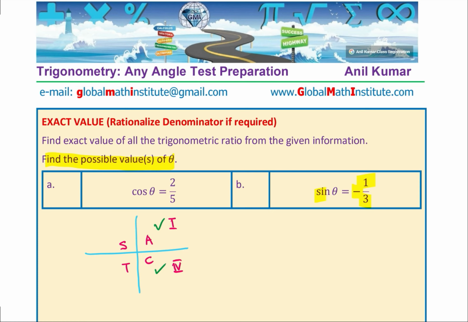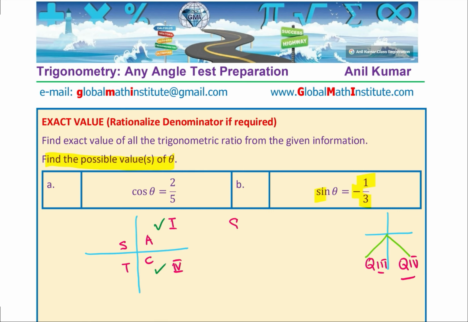Perfect. Let's take sine theta equals minus 1/3. So when I say sine theta is minus 1/3, in that case, which quadrant are we in? We are in either quadrant 3 or 4, right? So we have to now solve for both the quadrants, quadrant 3 and quadrant 4, correct? So it says find exact values of all trigonometric ratios for the given information. Find possible values of theta. So we get two possible values of theta, right?